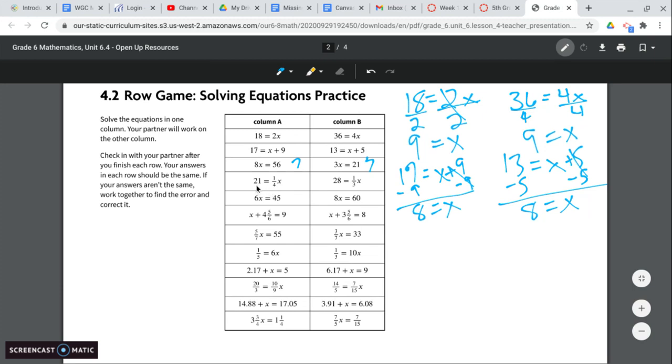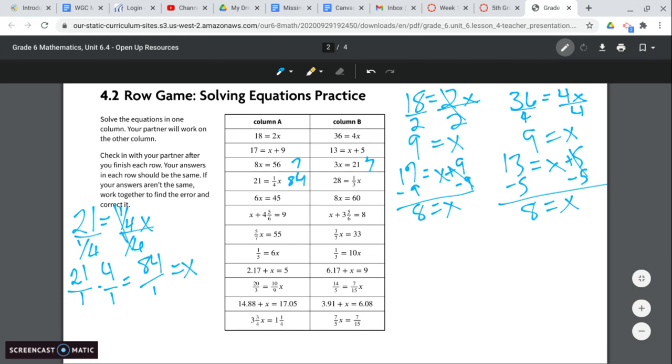Now here we have 21 equals 1/4 x. So what we're doing here, there are different ways to do this. One way is to divide by the 1/4. I think you'll be most comfortable with this probably. So what happens when we divide by a fraction? We do same times flip. So we have 21 over 1 times 4 over 1, equals 21 times 4 is 84 over 1, which equals x.